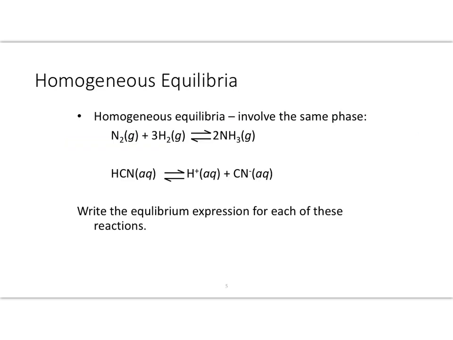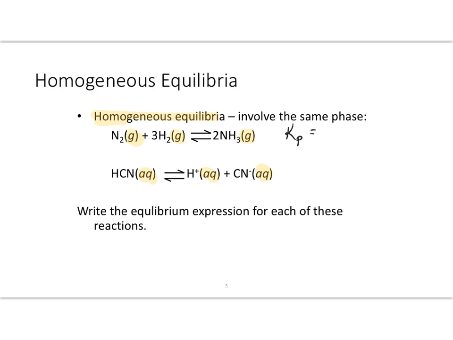A couple other vocabulary words. This is related to the earlier lessons about writing K expressions. If you have a system that's considered to be in homogeneous equilibrium, the prefix homo means the same, meaning all the substances involved are in the same phase, either all gases or all aqueous. We could easily write the K expressions for any of these. We could write Kc or Kp.